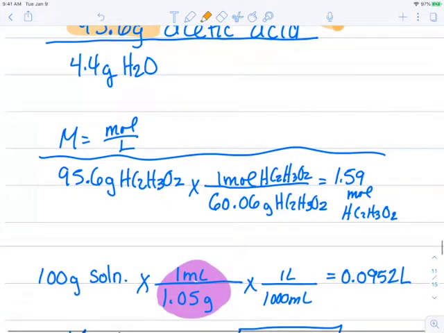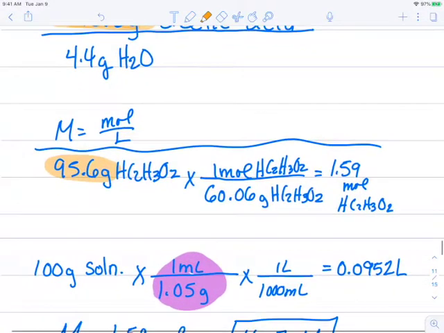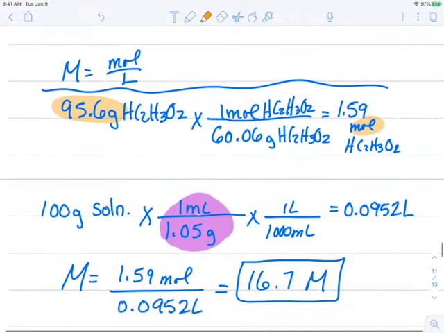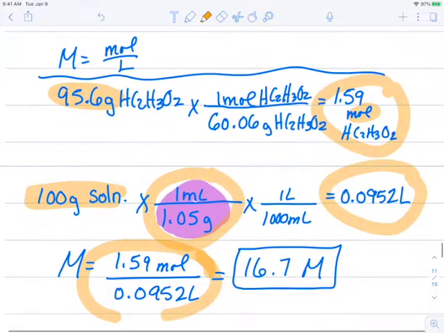All right, so we're trying to find molarity, which means we need moles divided by liters. You're going to take the grams of acetic acid that you found above and convert those into moles using your molar mass. Then you're going to take the total grams of solution, and it's got to be the total, all 100 grams of solution. You're going to use the density that's given to turn it into milliliters, and then you'll turn it into liters. Once you have your moles and your liters, you can calculate your molarity in moles per liter.